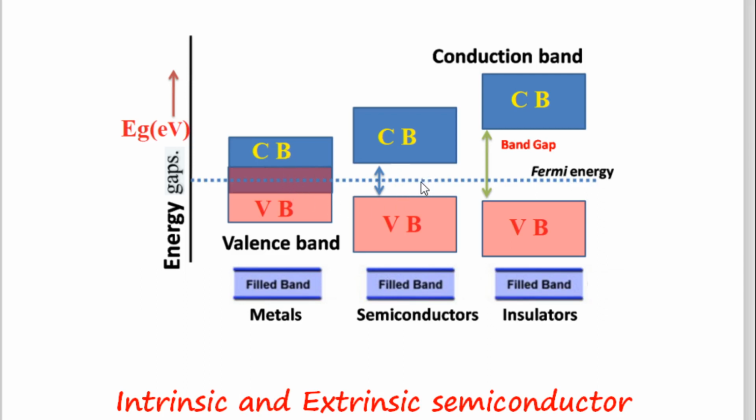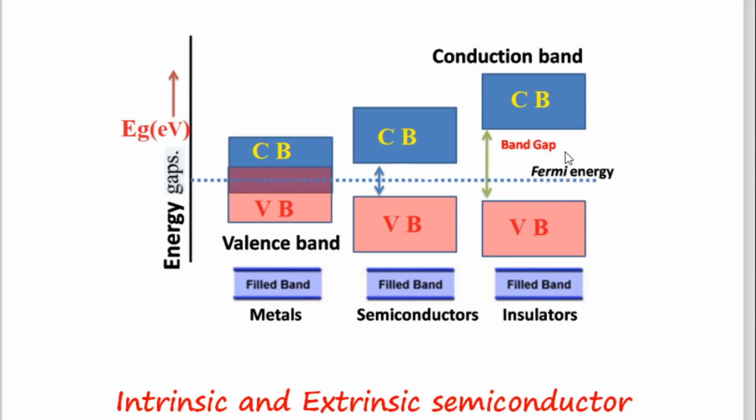Now let us come to semiconductors. In case of semiconductors, the Fermi level is in between the conduction band and valence band. Therefore you need to waste some amount of electric energy to knock out the electron from the valence band and force it into the conduction band. That is why there is a band gap, as well as the Fermi energy in between that. Now, what about the insulator?